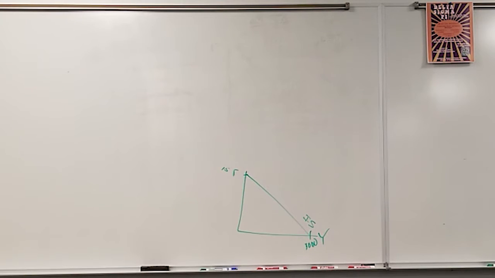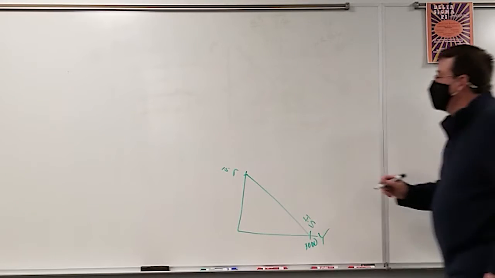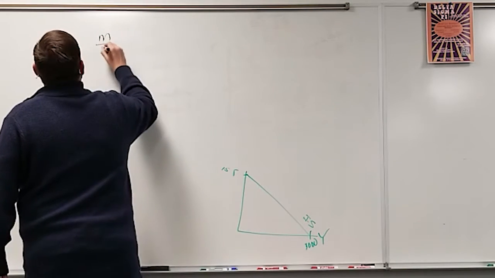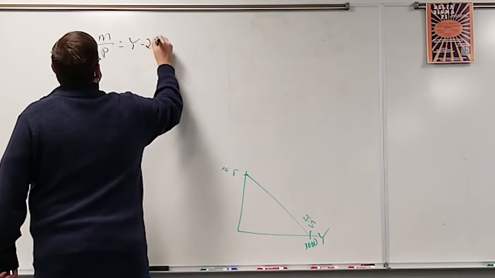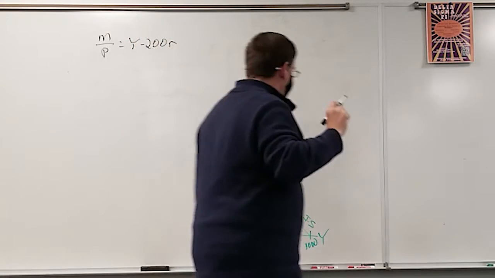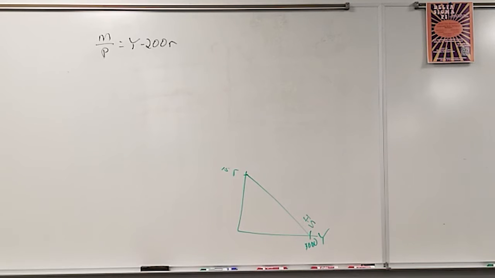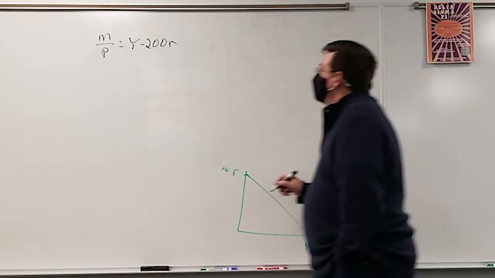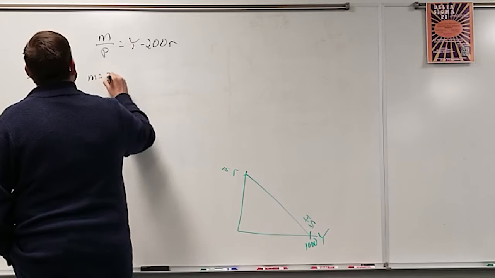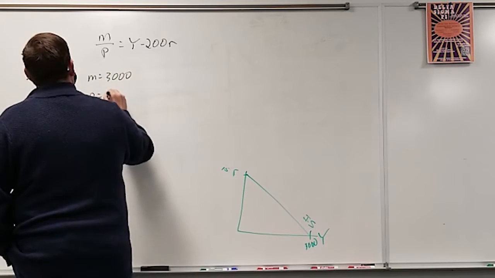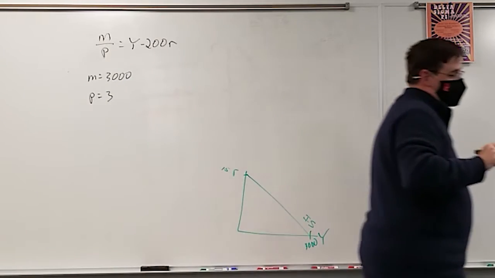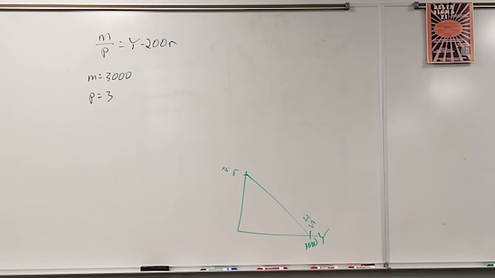Let's say that the money demand function is m over p equals y minus 200r. Suppose the money supply is 3,000 and the price level is 3. Okay, can we graph this?